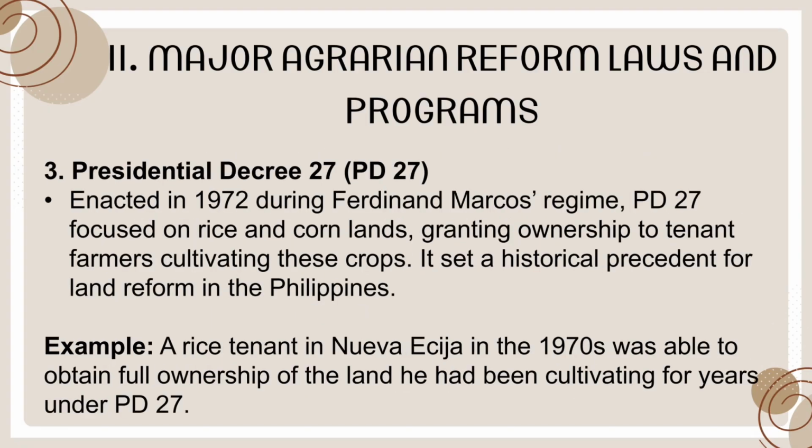Next is Presidential Decree 27. This was in 1972. The focus here is on rice and corn lands. They gave ownership to tenant farmers, and this is the first major agrarian reform effort. Just like the example on the screen, a rice tenant in Nueva Ecija in the 1970s was able to obtain full ownership of the land he had been cultivating for years under Presidential Decree number 27.